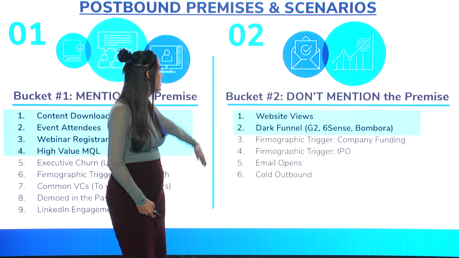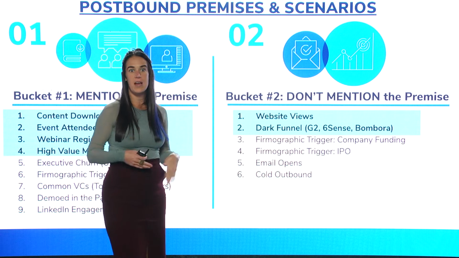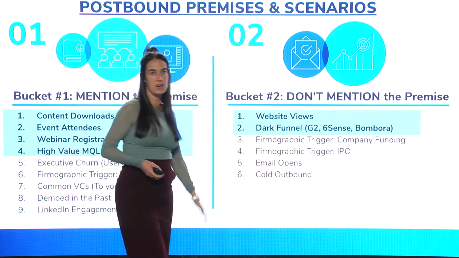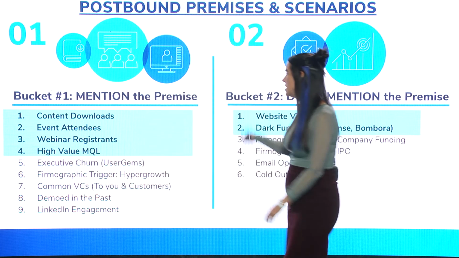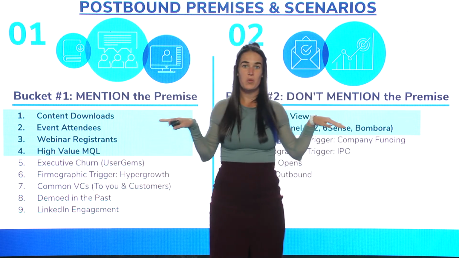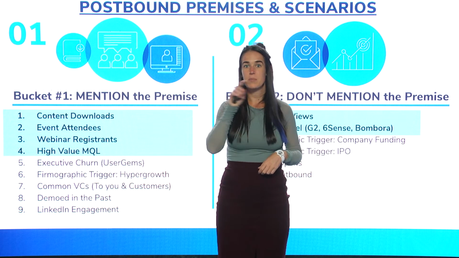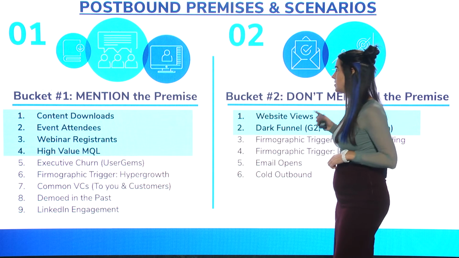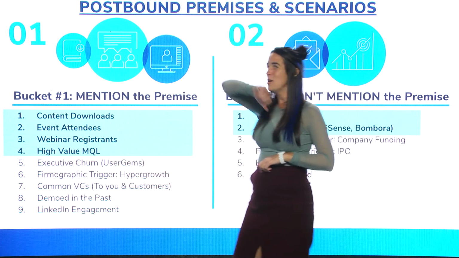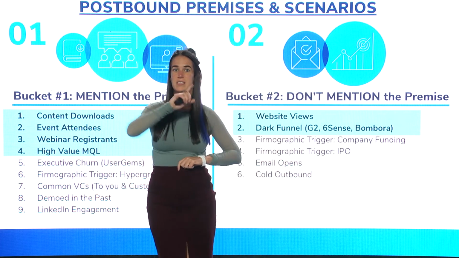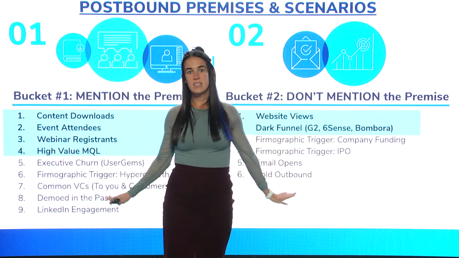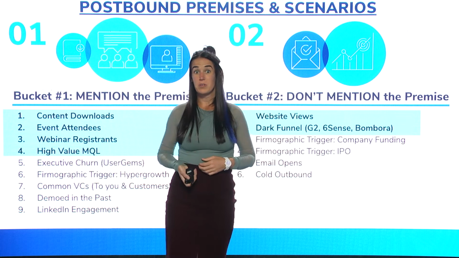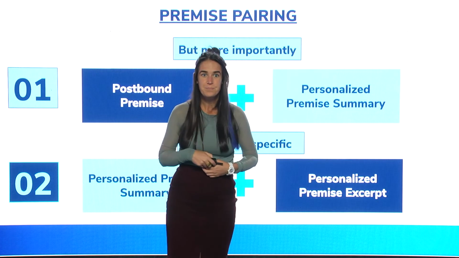So these over here in bucket number two, we'll go into a little bit on how you can personalize with them. But bucket number two, I wouldn't mention the sequence scenario to your prospect. Bucket number one, I would. And the difference between the white and the blue in your deck is the blue ones are sent over by marketing. So you've got content downloads, event attendees, webinar registrants, high value MQL, website views in dark funnel with G2, 6sense, or Bombora. And the rest of these sequences in white are outbound sequences that you'll have to build yourself, but marketing won't supply the leads.